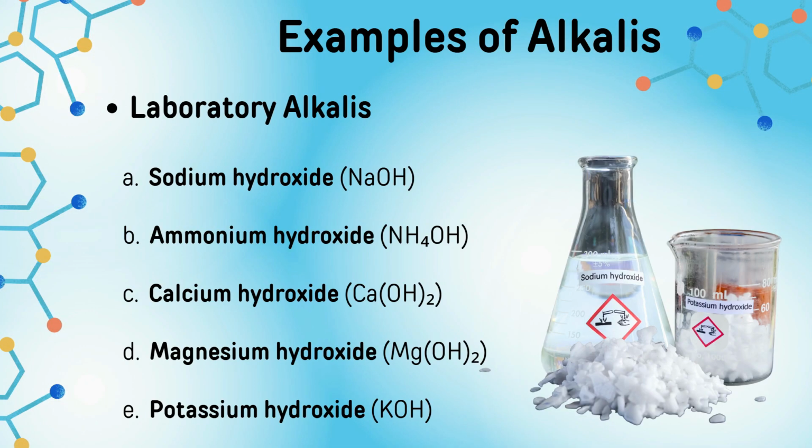Examples of alkalis that are used in the laboratory are sodium hydroxide, NaOH, ammonium hydroxide, NH4OH, calcium hydroxide, Ca(OH)2, magnesium hydroxide, Mg(OH)2, and potassium hydroxide, KOH.